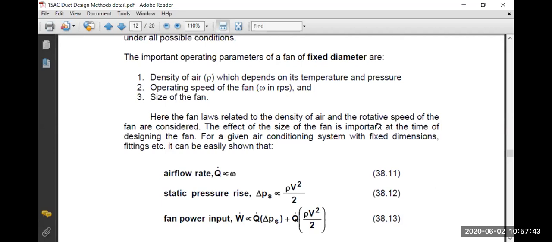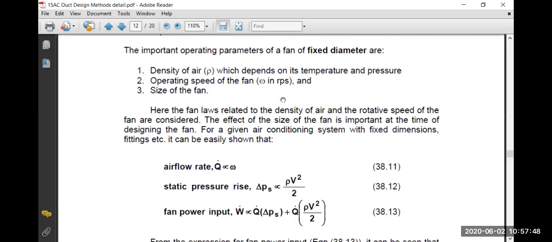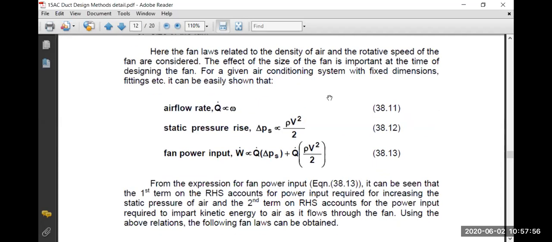So size of the fan is important. What is the diameter of the blade? What is the capacity of the fan? How much flow rate can it give at a particular pressure? So this is called size of the fan. Now here the fan laws related to the density of the air and rotating speed of the fan are considered.